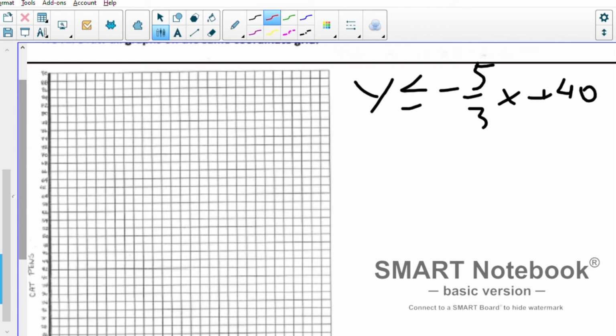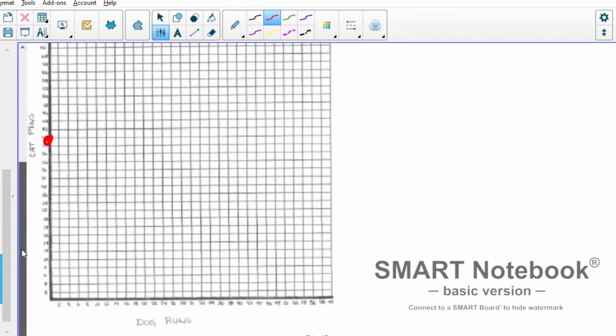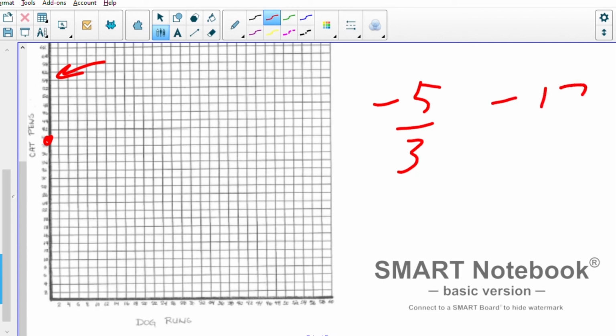So here we go. We have a y-intercept of 40. That's right here. And then our slope is negative 5/3. So we're going to go down 5 and over 3. Now you'll notice that these are going by twos. So if we go down 5, I'm going to end up in the middle. So instead of going down 5 and over 3, I think it's going to be a little easier for me to find and be accurate if I go down 10 and over 6. So I'm going to go down 10 and over 6.